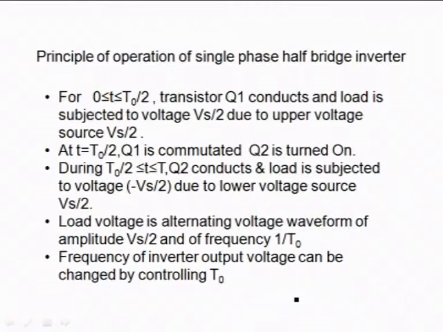At t equal to T naught by 2, Q1 is commutated. As already seen in the waveform, Q1 is commutated at t equal to T naught by 2 and Q2 is turned on. During the T naught by 2 to T naught duration, Q2 conducts and the load is subjected to voltage minus Vs by 2 due to the lower voltage source Vs by 2.